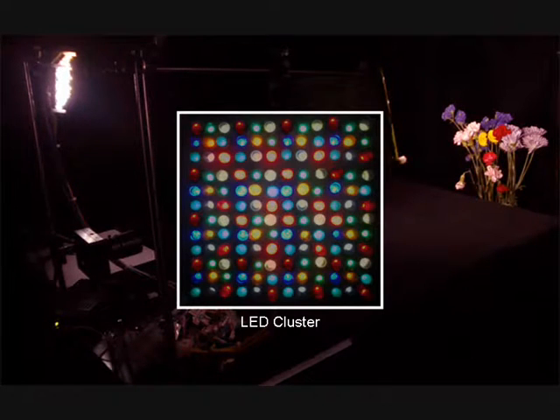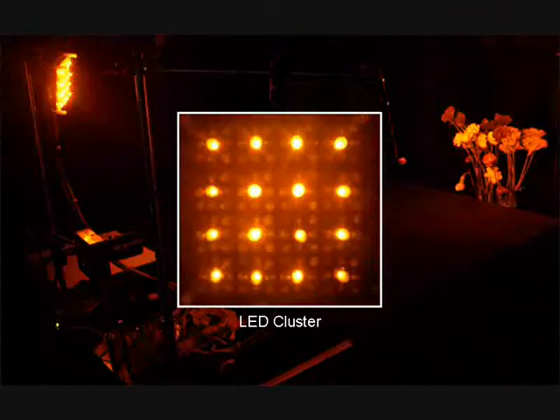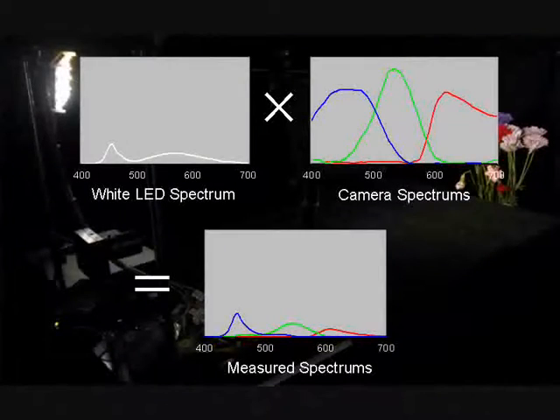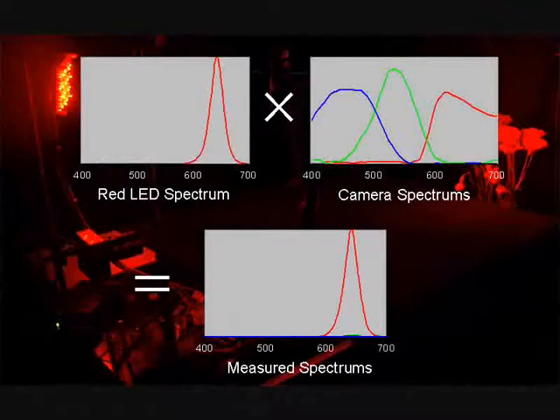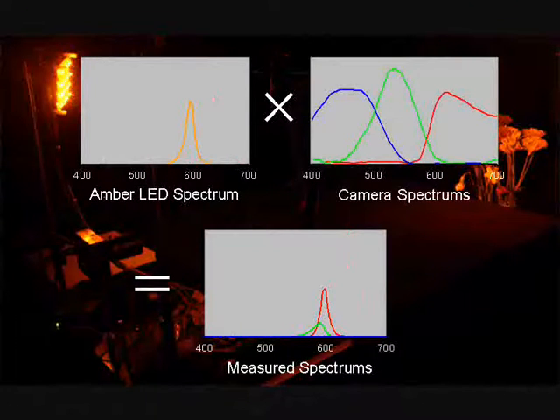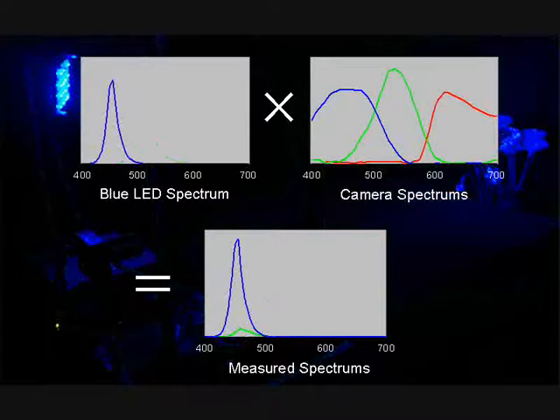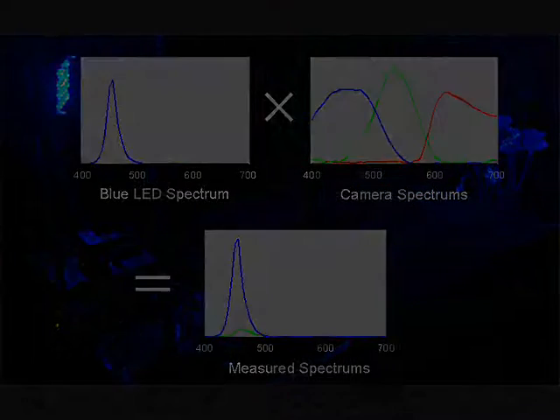In our implementation, we have used a cluster of 144 LEDs. These LEDs belong to one of 5 types, each with a distinct spectrum. The 5 LED spectra interact with the 3 color channels of the camera to produce a total of 15 measurements at each pixel. Due to the limited dynamic range of the camera, only 9 of the 15 measurements can be used.